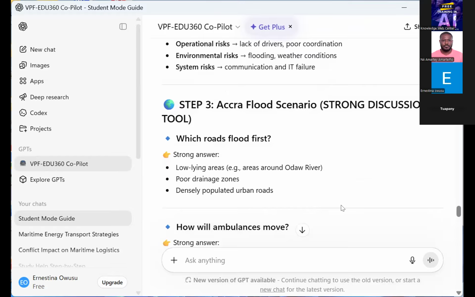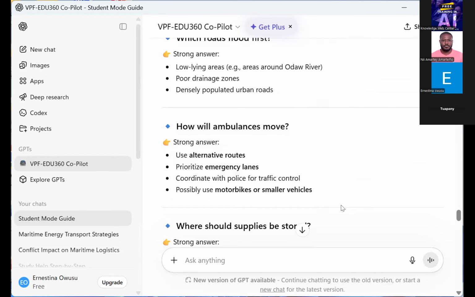The Accra scenario: which roads flood first? Low-lying areas, for example areas around the Odaw River. Poor drainage zones and densely populated urban roads. How will ambulances move? Use alternative routes, prioritize emergency lanes, coordinate with police for traffic control. Possibly use motorbikes or smaller vehicles.